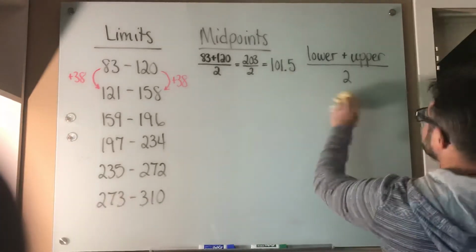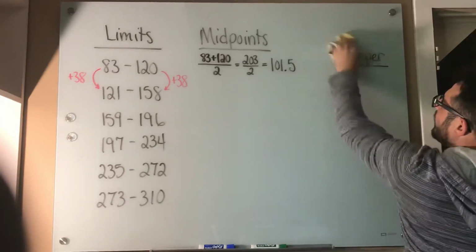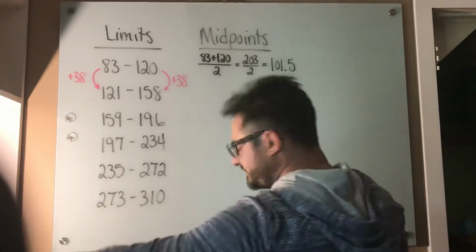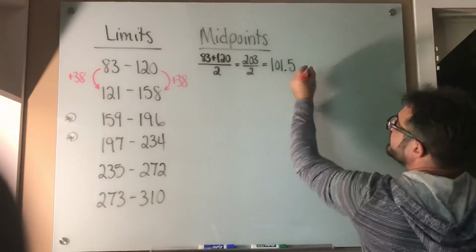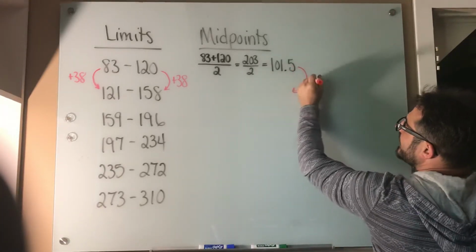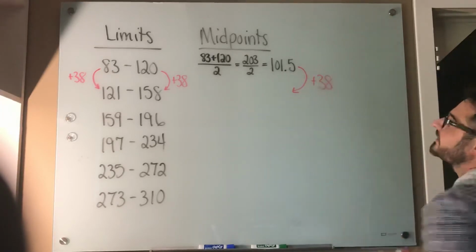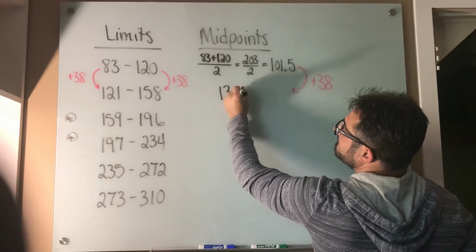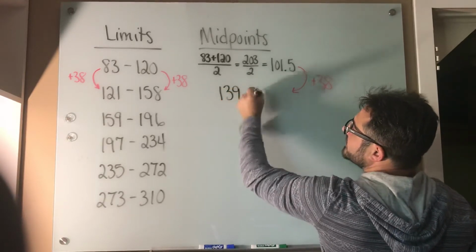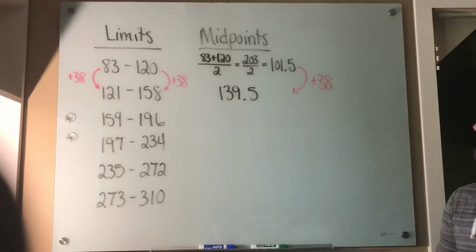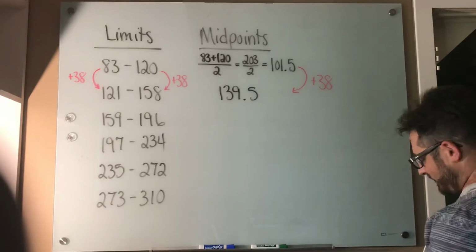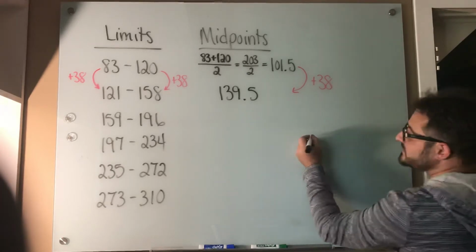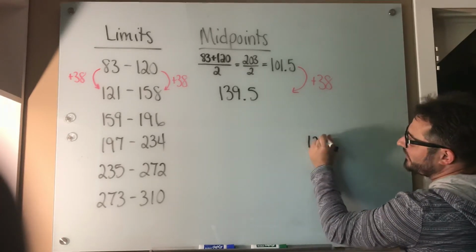So this formula is great, but we only need to use it that one time at the very beginning. After that, since we already know the class width, we can simply add the class width over and over again. So the next midpoint should be 139.5. Let's just check to verify that. It couldn't be that simple, could it? Yeah, sometimes it is. Let's just try that out.